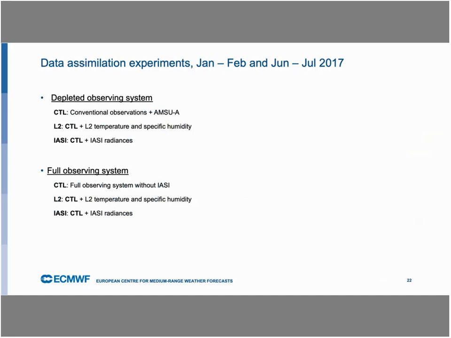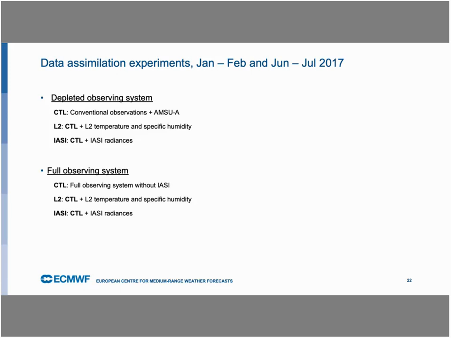So then we have done assimilation experiments over winter and summer season, and we have done them both in depleted observing system and in full observing system. The reason for doing experiments in depleted observing system is that it's much easier to get a clear signal from assimilating a new observation type into the system. In this case, the control experiment has included conventional observations and AMSU-A. So even though it's a depleted observing system, it's a very high quality baseline experiment.